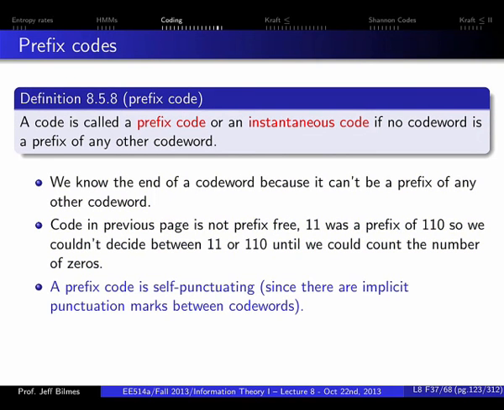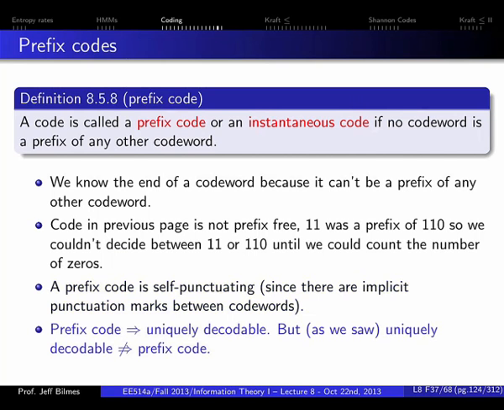So a prefix code is naturally self-punctuating. There are implicit punctuation marks between the code words, and those are the fact that we get to the end of the code word, and it's not a prefix of anything else. And so a prefix code means it's uniquely decodable. But as we saw in the previous example, a uniquely decodable code, one where we need to wait till the end before we identify the first symbol, doesn't imply it's a prefix code. Uniquely decodable doesn't imply prefix code.